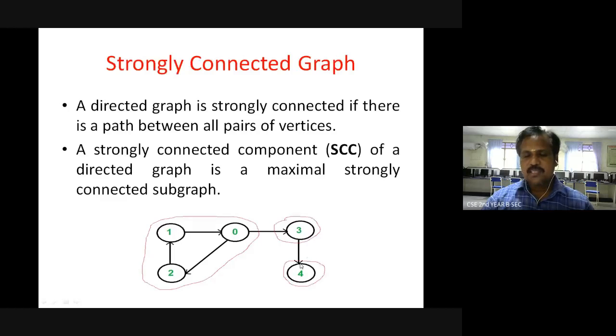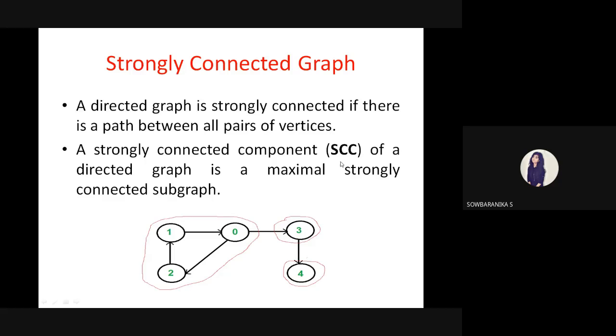But another path is also there: 0 to 2, 2 to 1, 1 to 0, again 0 to 3, 3 to 4. Here is also a possibility. From the node 3, we can traverse to 4. So for the destination node, there should be a path from any other node to the destination node. That is called a strongly connected component, and that is called SCC. Okay.